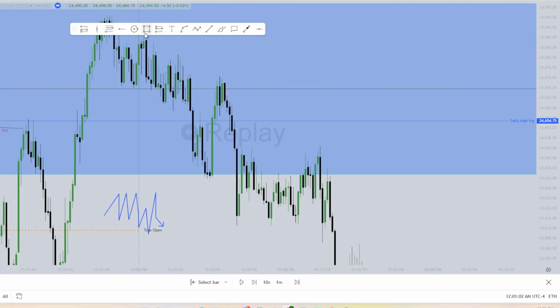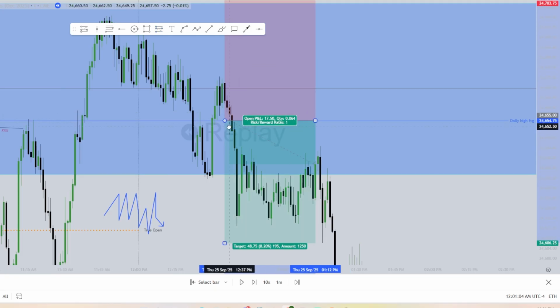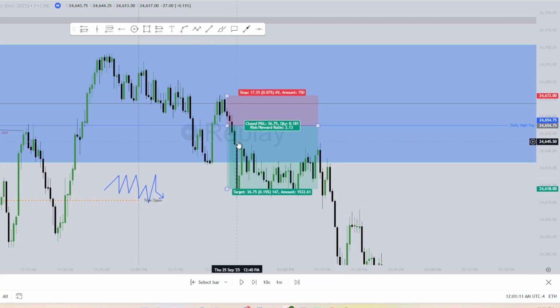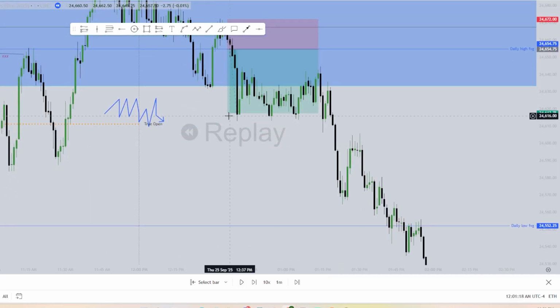Took a sell right here. Going for a sell. Same thing, exact same thing. What did we do? Had 3 contracts on here. Took one off right here, took one off right here, then left a runner for these equal lows.